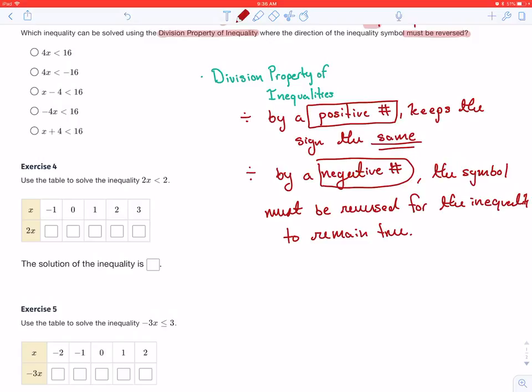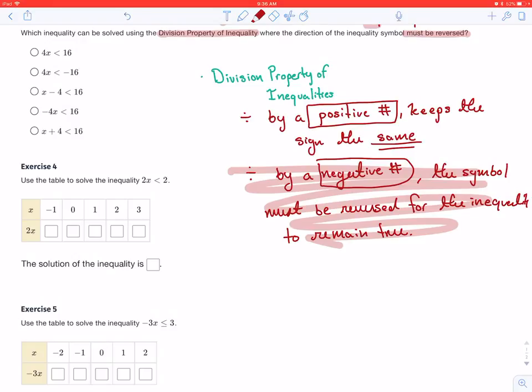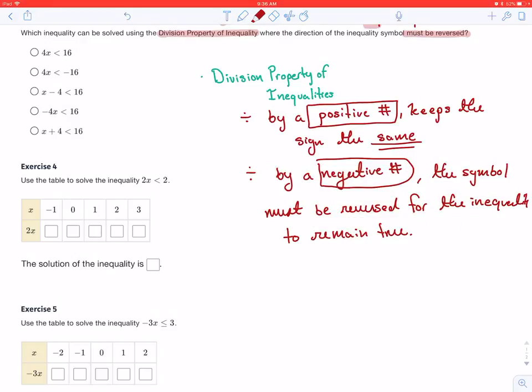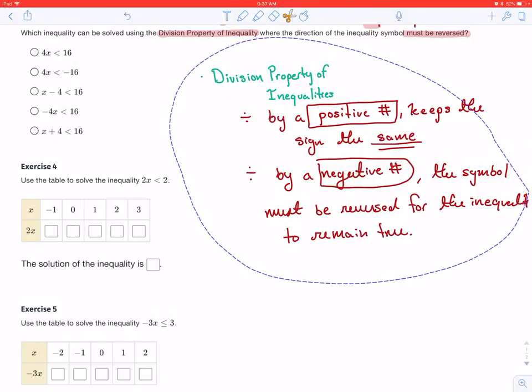So in this problem, we're being asked to choose out of these 5 options which of them uses the division property of inequality, which means that we're going to be dividing both sides of the inequality to solve it, and which of them also means that the symbol must be reversed. And that means that we're going to need to divide by a negative number if we're going to reverse the symbol. So you have to look at those 5 options and choose which one of them requires division to solve, and which one of them also requires us to flip the sign when we do that division, because we're dividing by a negative number. Okay, I'm going to remove this.